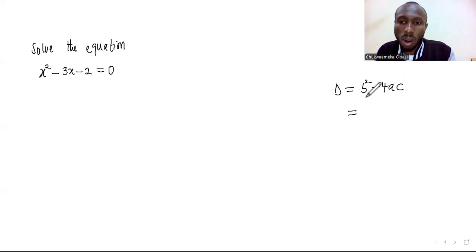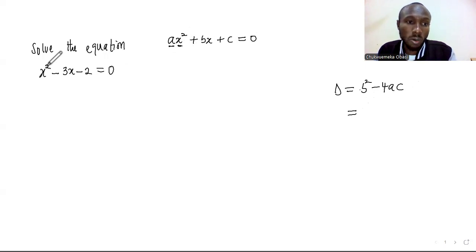So now, how do we get our a, b, and c? We get that from the equation given to us. Remember, a quadratic equation is written in standard form as ax squared plus bx plus c. When you compare this standard form and the equation given to you, you can always find your a, b, and c. Your a is the coefficient of x squared. What's the coefficient of x squared? That's going to be 1, right? So a is just going to be 1.